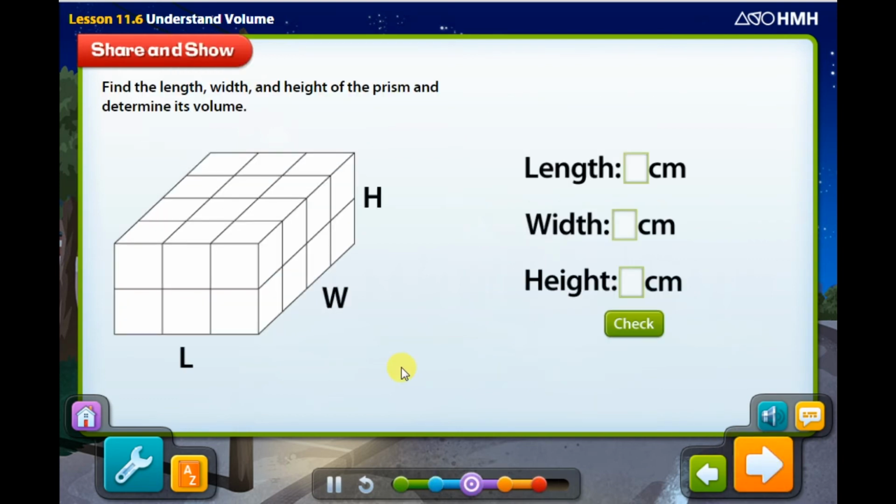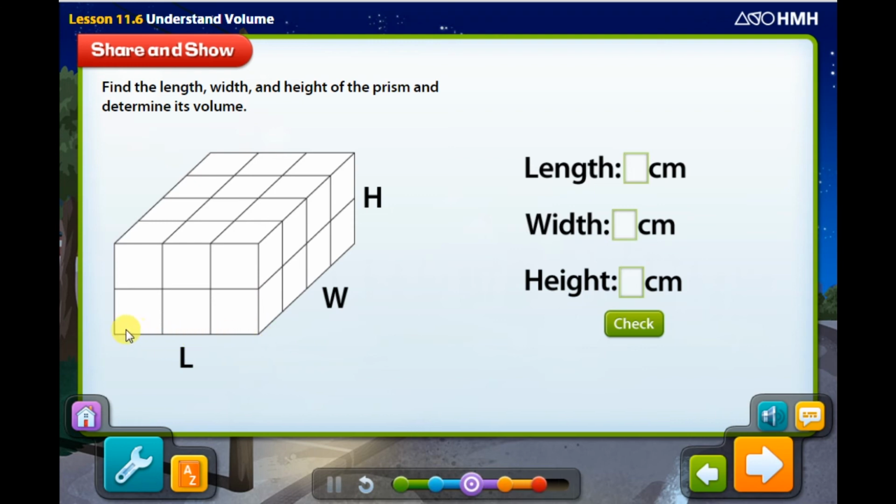Find the length, width, and height of the prism and determine its volume. Type the answers and then click Check. Okay, this is a rectangular prism. It's a 3D shape, meaning it has 3 dimensions. And to find its volume, you have to multiply them together.